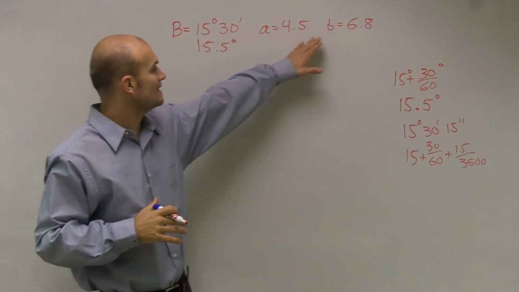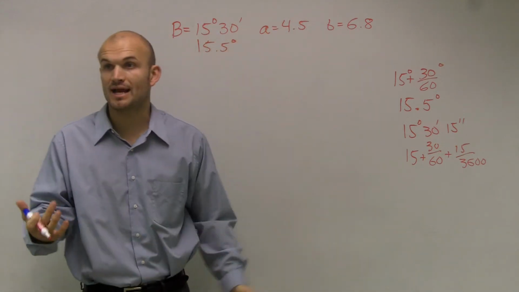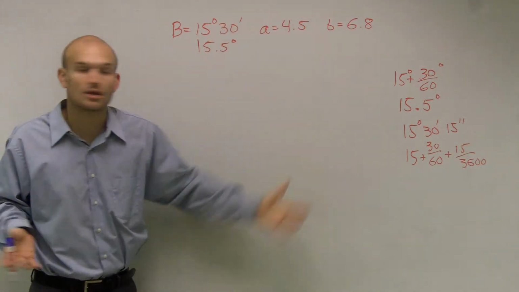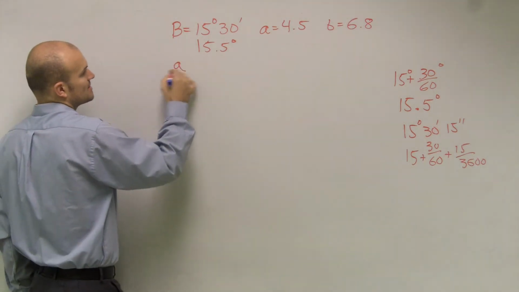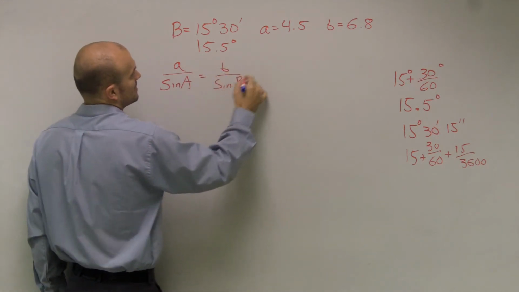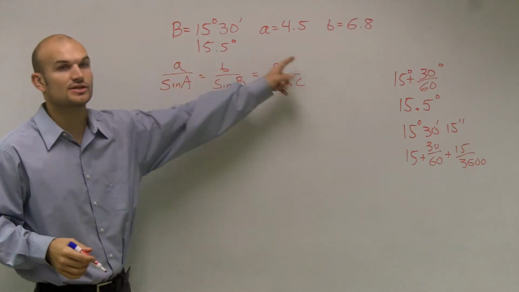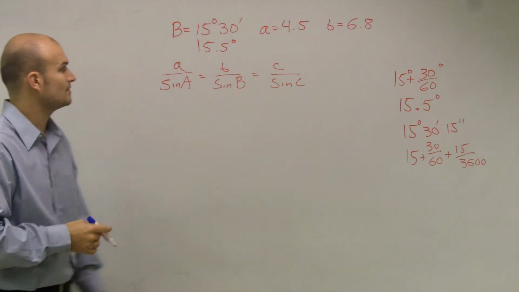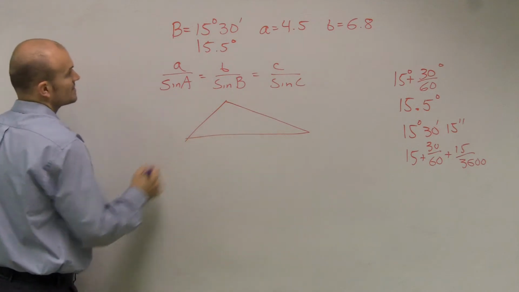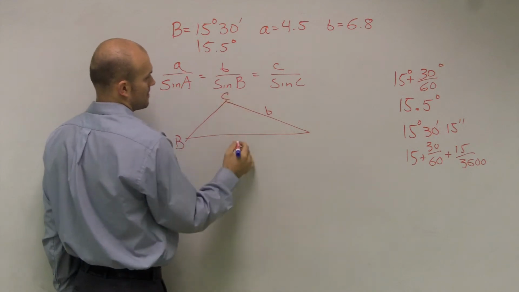Now, since I'm given two side lengths and an opposing angle, that means side B and angle B are an opposing pair, so I can use the law of sines. The law of sines states a over sine of A equals b over sine of B equals c over sine of C, where the lowercase are your side lengths and uppercase are your angles. Let's draw a quick picture to get a representation. I don't really know what this triangle looks like right now, but I'll make a makeshift triangle.